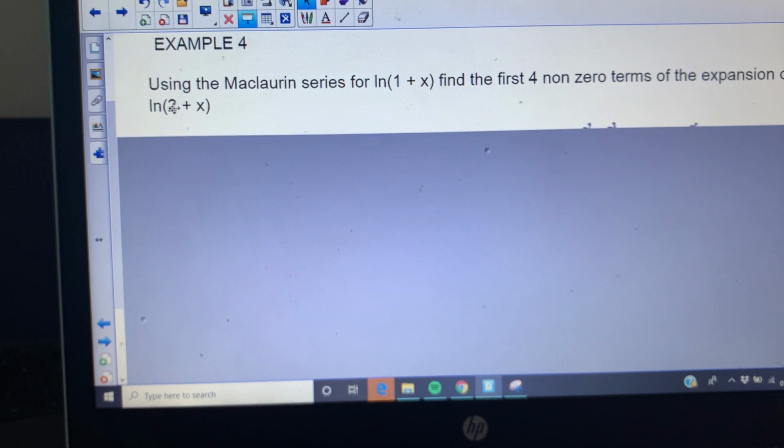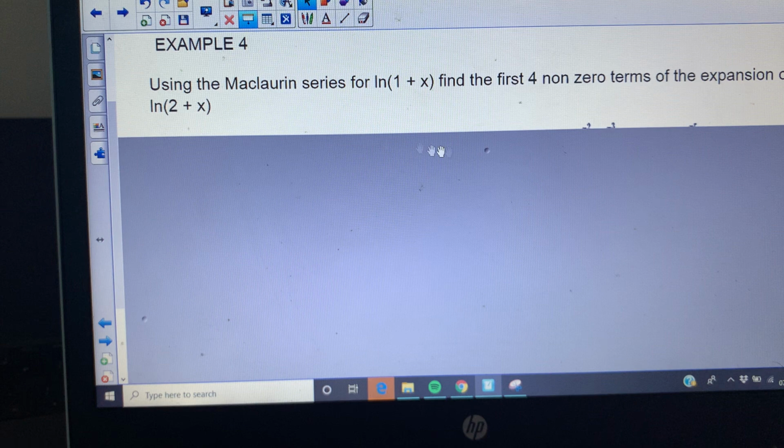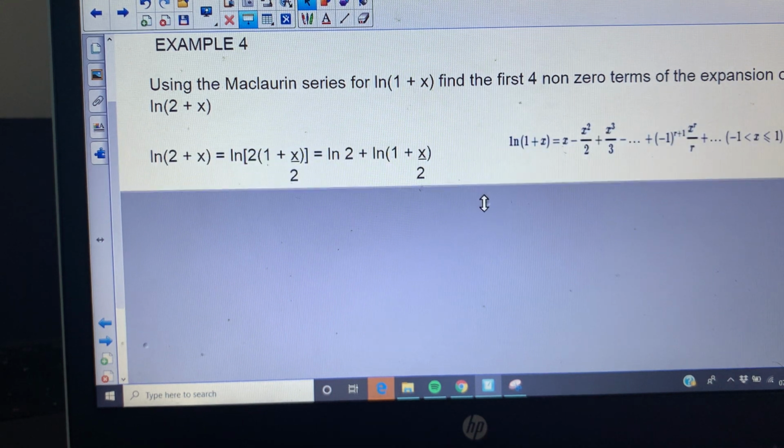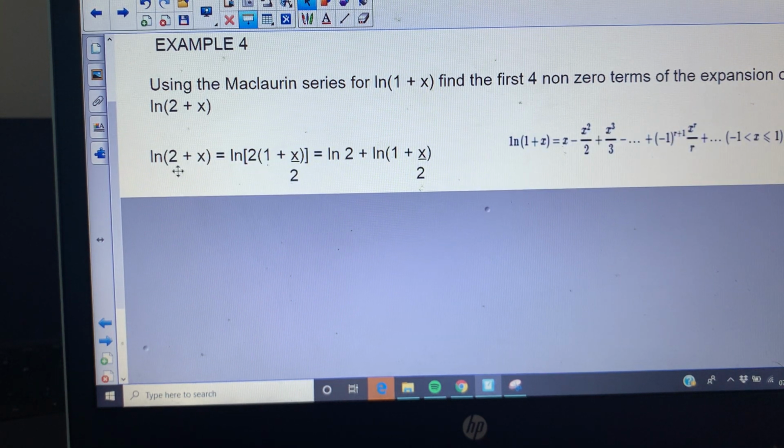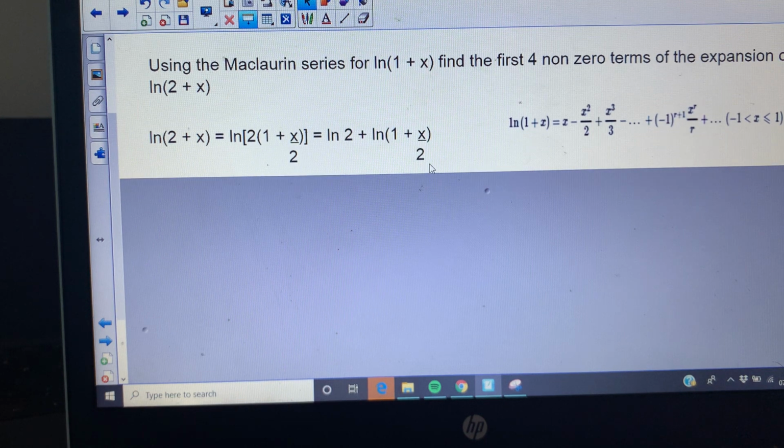So, using this to expand ln(2 + x), what I'm going to do is take out a factor of 2, but of course I can't take it outside the ln. So I rewrite it as ln(2(1 + x/2)). You can see I've taken out a factor of 2 just from the 2 + x. Then using laws of logs, the log of a plus the log of b is the log of a times b. I've worked backwards and I've split up that product.